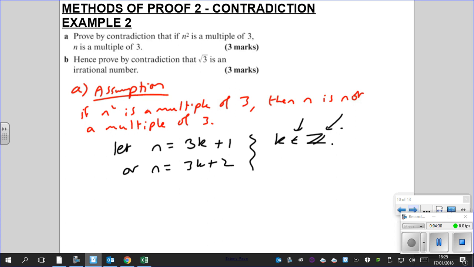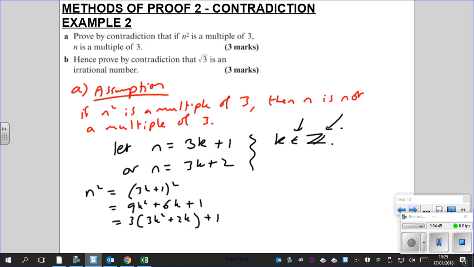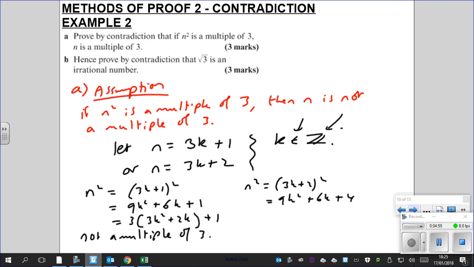So if I put in n squared, so n squared would equal 3k plus 1 squared for the first one. So that's 9k squared plus 6k plus 1. Take out the factor of 3, just like we did before. And we can see not a multiple of 3. Okay? Because we've got that plus 1. Likewise, if we have n squared, 3k plus 2 squared, that's 9k squared plus 6k plus 4. And again, take out your 3. And we've got 4 left over, which is not a multiple of 3. So not a multiple of 3. This is a contradiction.